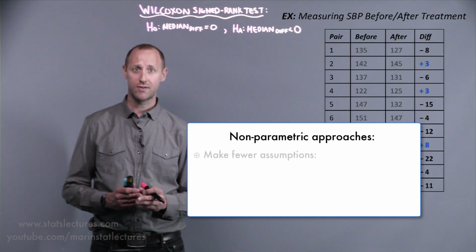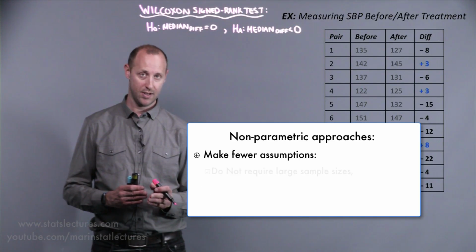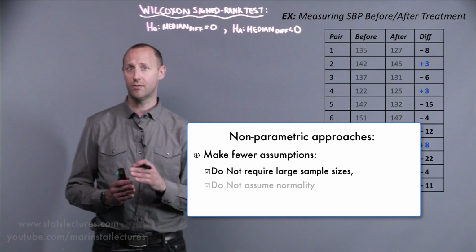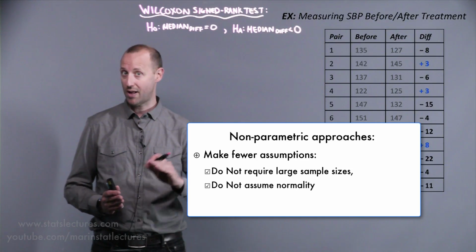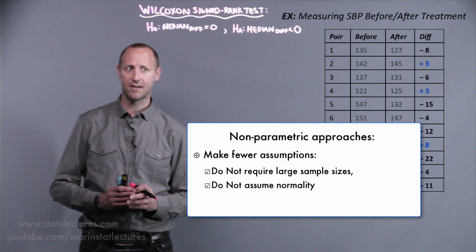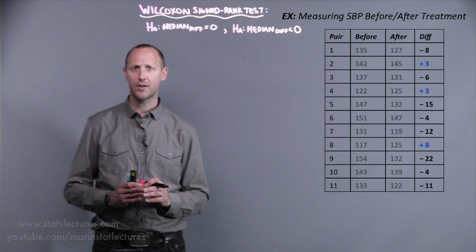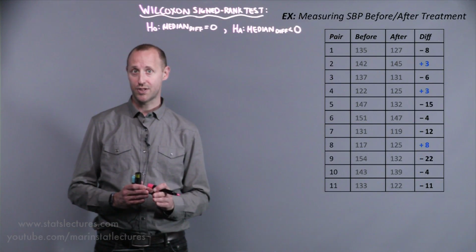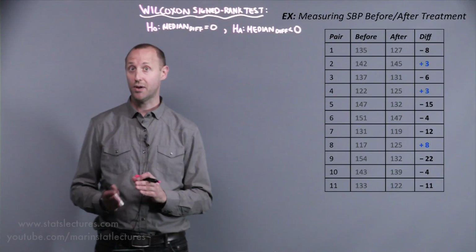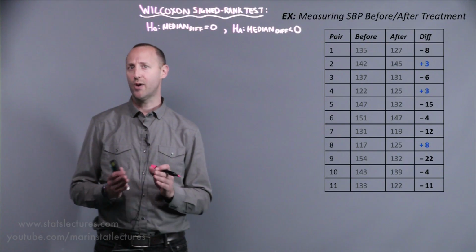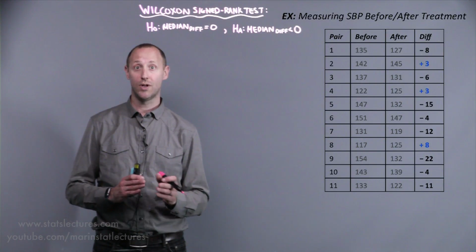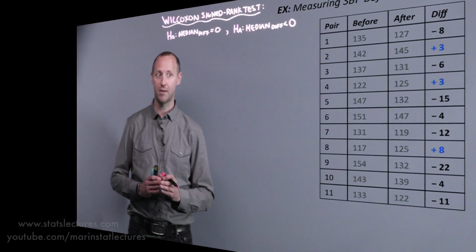But one of the pros of these is they make fewer assumptions. They don't require large sample sizes. They don't assume normality. So that's kind of the nice side of them. And also a reminder, aside from non-parametric approaches, we could work with bootstrapping or resampling type approaches if we don't have large sample sizes or if we don't want to make as many assumptions, normality being one of them.